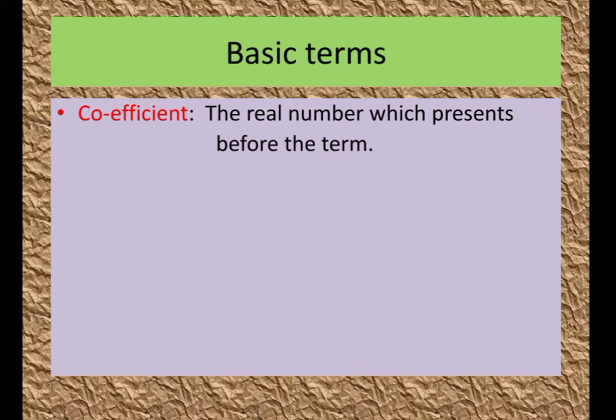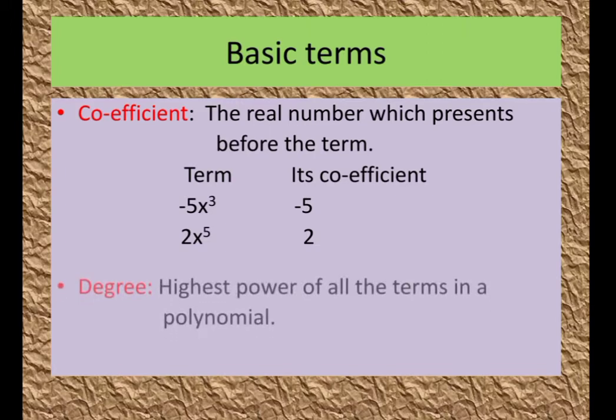In basic terms, coefficients, we already learned. The real number which is present before the term is called the coefficient. Suppose 2x, then 2 is called the coefficient of x. Let us see some terms and their coefficients. Minus 5x cube. Here minus 5 is present before x cube, so minus 5 is the coefficient of x cube. In the same way, 2 is the coefficient of x power 5.